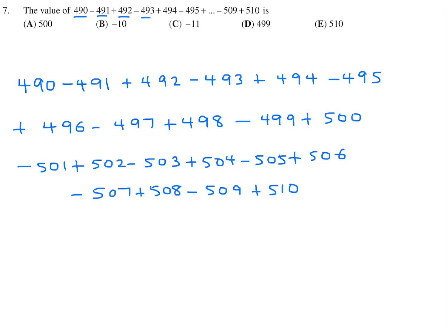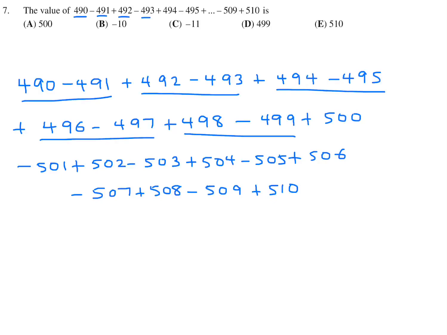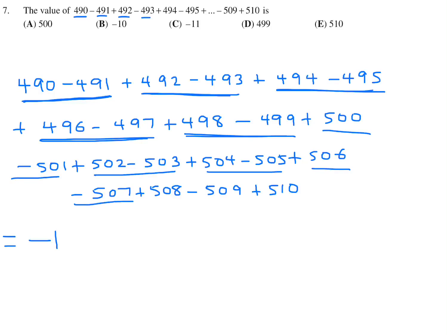But if you look at the pairs like that, they all have something in common. They all equal -1. Right? Because 490 minus 491 is -1. 492 minus 493 is -1. 494 minus 495 is -1. So you've got how many negative ones? You have 1, 2, 3, 4, 5, 6, 7, 8, 9, and 10. So 10 of these negative ones.